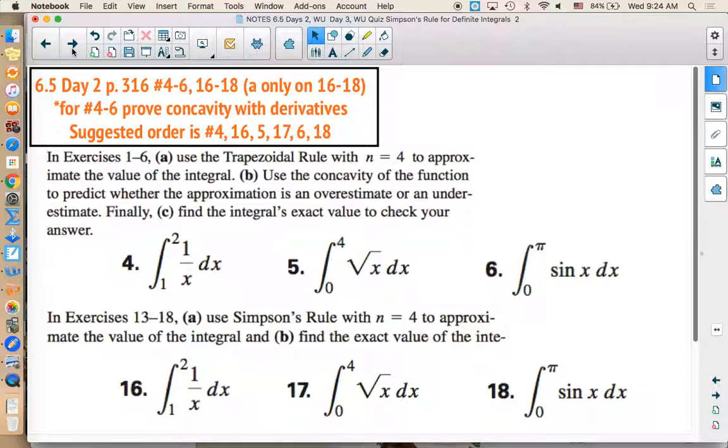So your assignment tonight is to do some more with Simpson's rule. And again, it's going to look a lot like last night's. So my suggested order is to do number 4 and then go do 16A. You're only doing the A parts on 16, 17, and 18. Then do number 5 and then go do 17A. Then do number 6, then go do 18A. Because they use the same functions and the same values, it will save you time. When it asks you to use the concavity, please demonstrate that you're using the function as your first value and then getting the second derivative in order to determine the concavity by calculus.